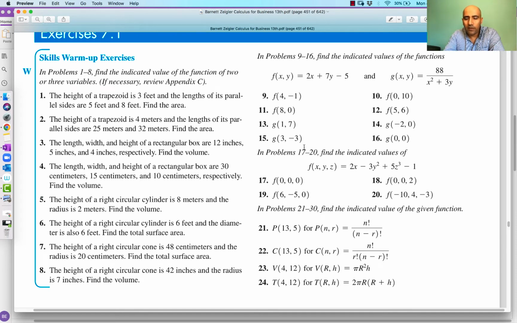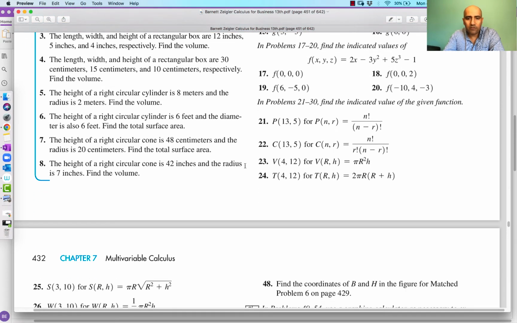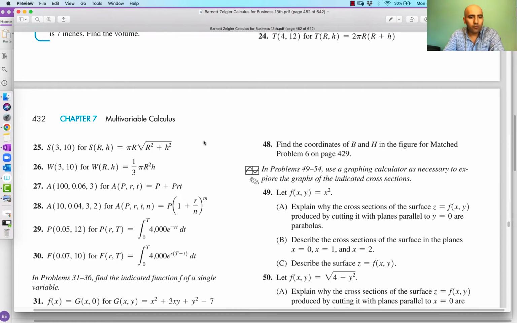Pretty straightforward. Down here, same thing, except we have 3 independent variables, x, y, and z. So for number 20, for example, we want to come back to this complicated looking equation and replace the x with a negative 10, replace the y with a 4, and replace the z with a negative 3 in this statement, and then evaluate it. I feel like that should be pretty straightforward. Same thing with these, just evaluating. You know, those should be all pretty easy, I think.